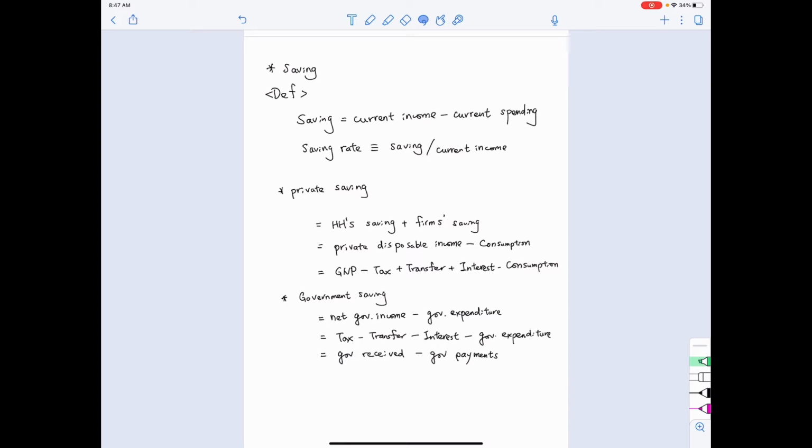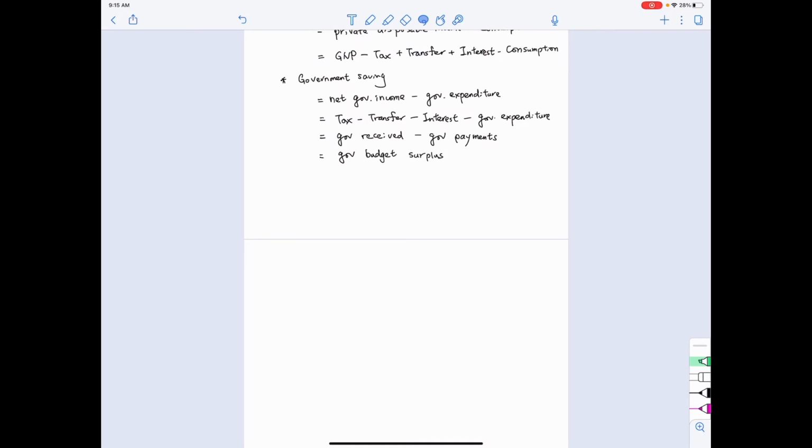In the terminology for the government, the difference of these two terms is called the government budget surplus. Similar to the discussion we had related to wealth, where we talked about national wealth, here we also want to talk about national saving. What will be the amount of the national saving? We need to add up the saving of all the agents in the economy, which includes the private sector and the government. So we define the national saving equal to the private saving plus the government saving.